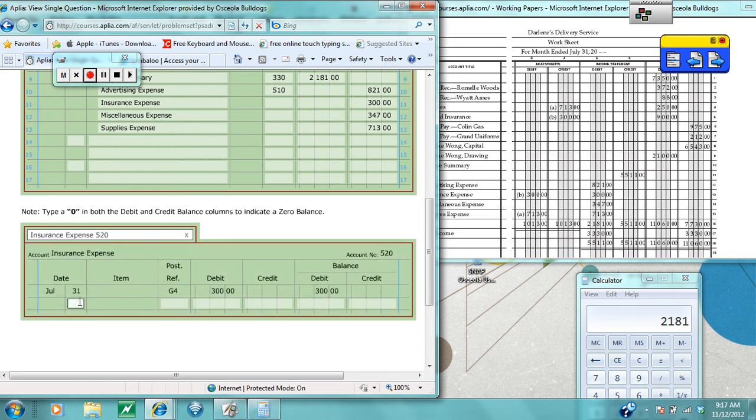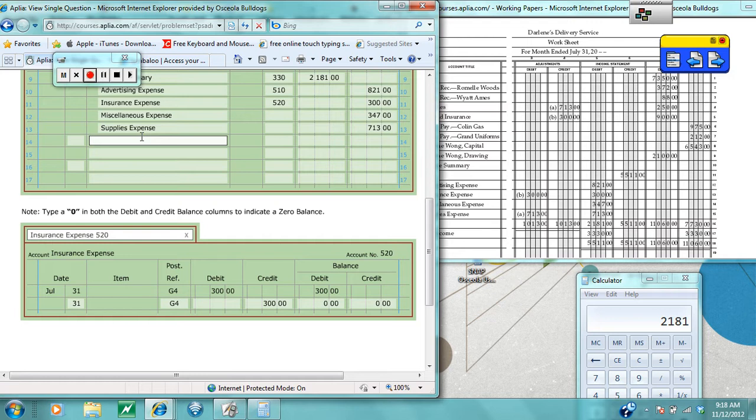Okay, you're going to put the 31st. Where it's coming from, G4. And you're crediting it for 300. And so it zeroes out. Account number 520 goes right there. And continue on. Okay, for the purpose of this video, we got to cut it shorter.